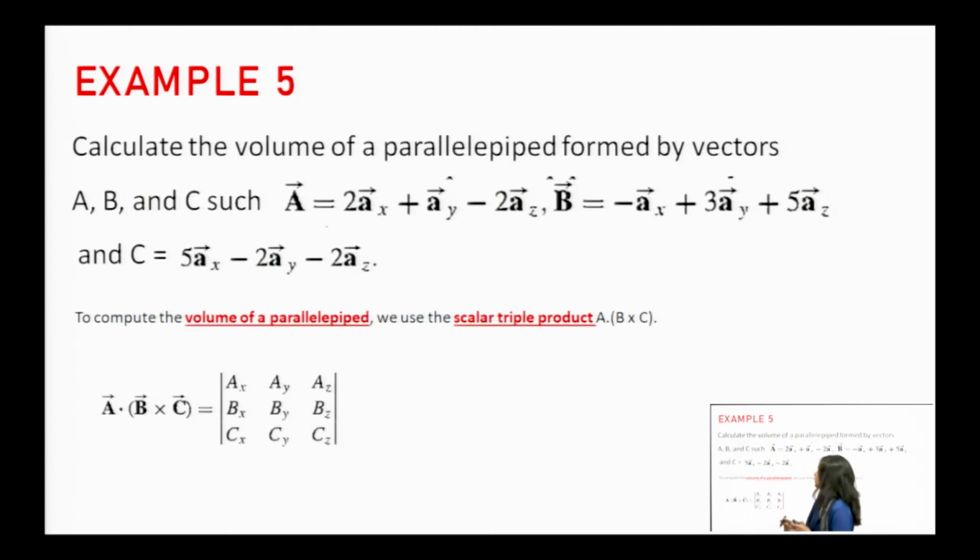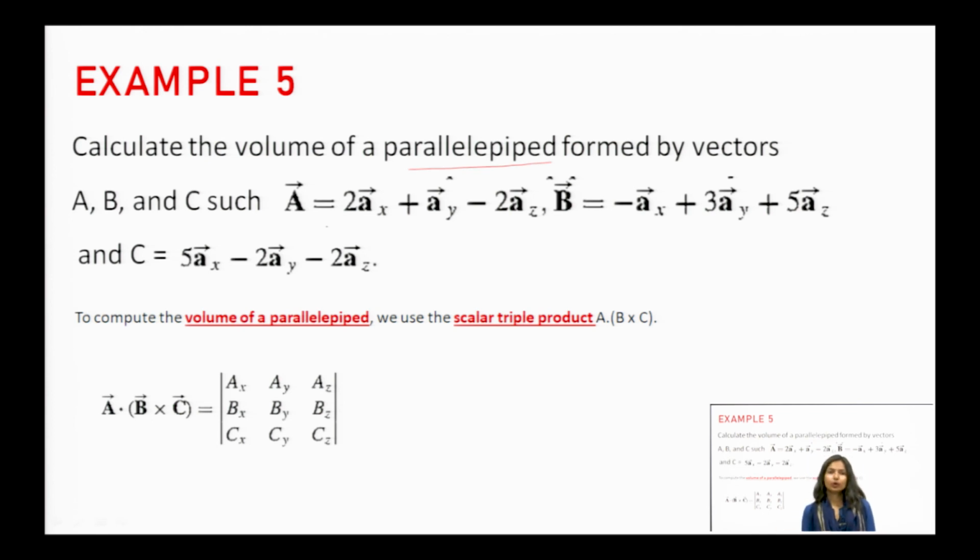Now here, three vectors are given. Calculate the volume of the parallelepiped formed by vectors A, B and C. Three vectors are given, vector A, vector B and vector C. So, to find the volume of a parallelepiped, we usually perform the scalar triple product.